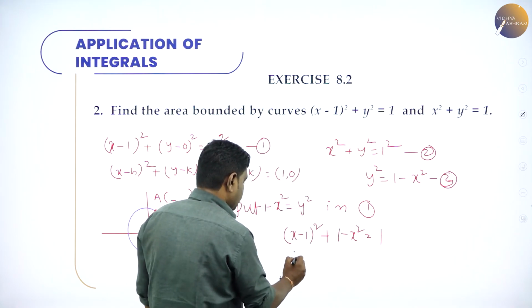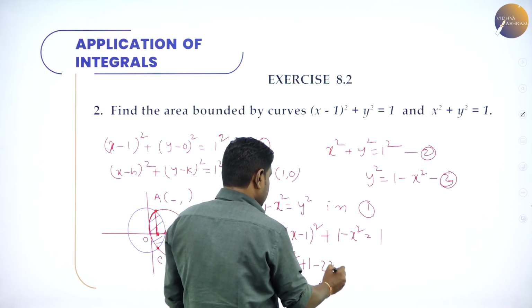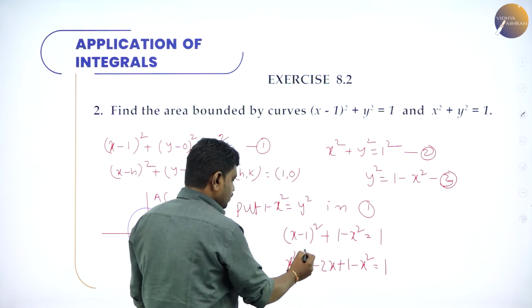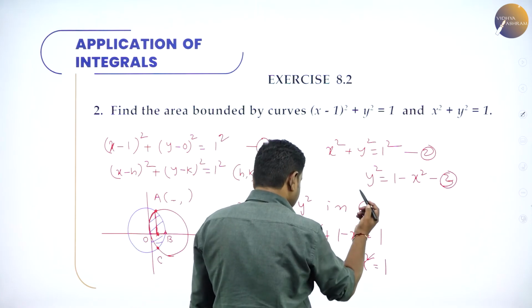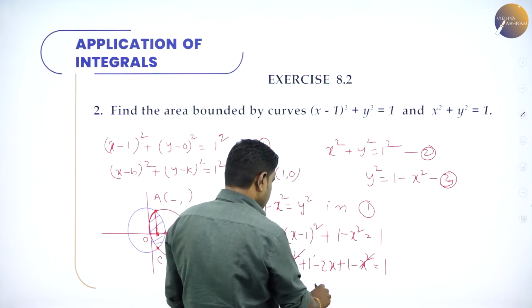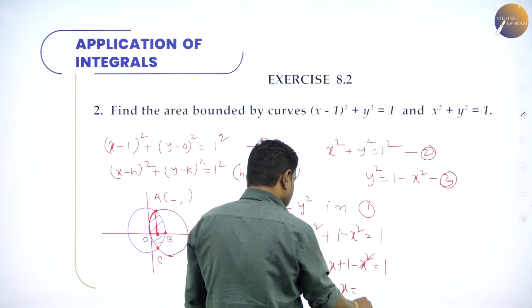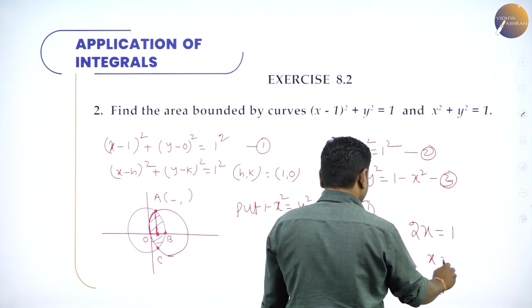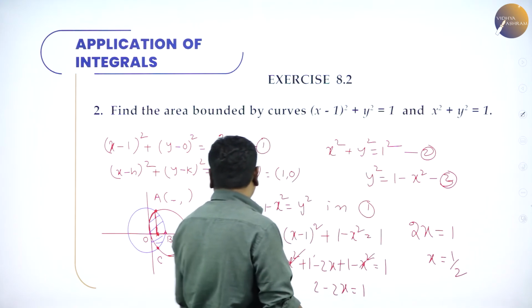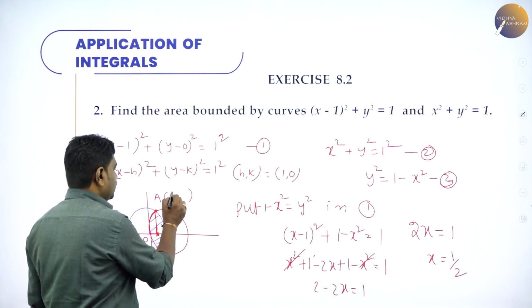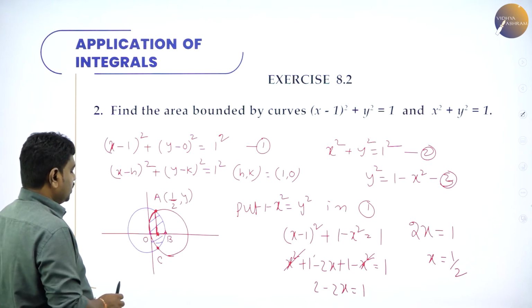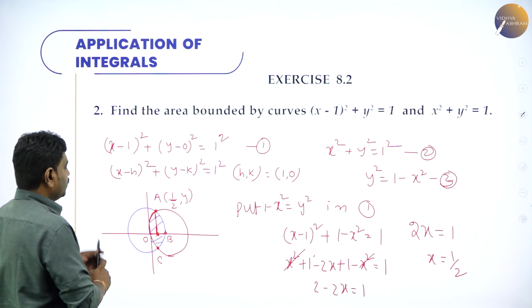Now you know x square plus 1 minus 2x plus 1 minus x square is equal to 1. So x square minus x square cancels, and you will get 2 minus 2x is equal to 1, or 2x is equal to 1, or x is half. So I need one x in the first quadrant, I got the x value half, and y I am not bothered. So I got the x value. So now going to this.